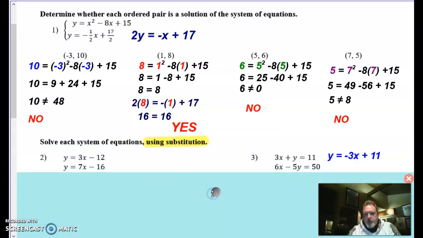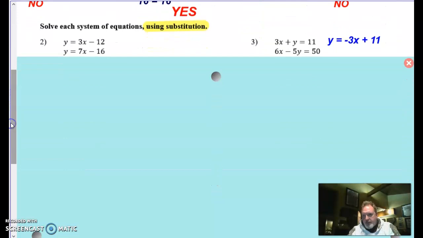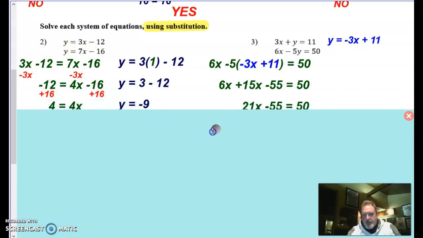For number 2 and 3, you're solving each system using substitution. Please make sure that you're looking at that carefully. If it tells you to use substitution, use substitution. If it says elimination, make sure you use the proper method. In number 2, both equations are equal to y. Since that's the case, 3x minus 12 equals 7x minus 16. This allows me to solve for x right away, so that's what I did.